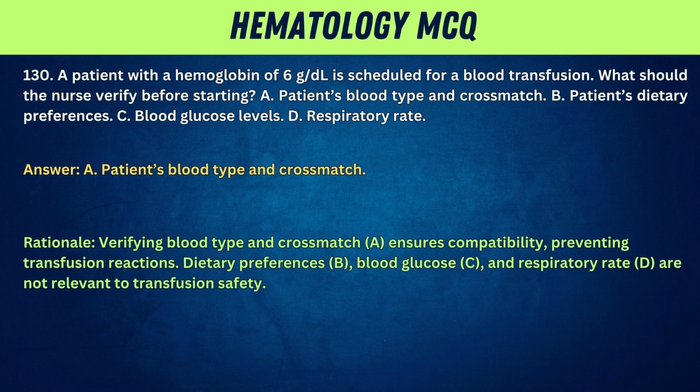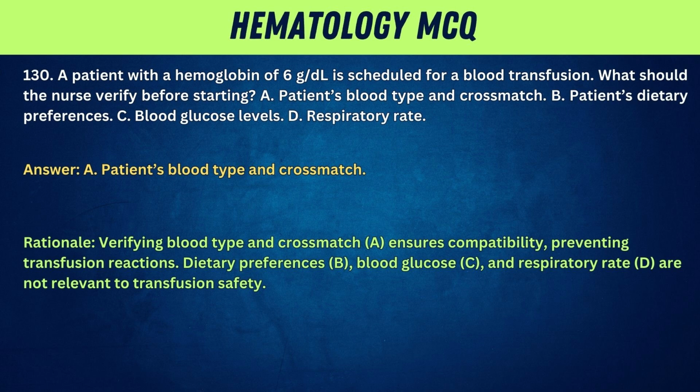130. A patient with a hemoglobin of 6 g/dL is scheduled for a blood transfusion. What should the nurse verify before starting? A. Patient's blood type and cross-match. B. Patient's dietary preferences. C. Blood glucose levels. D. Respiratory rate. Answer: A. Patient's blood type and cross-match.